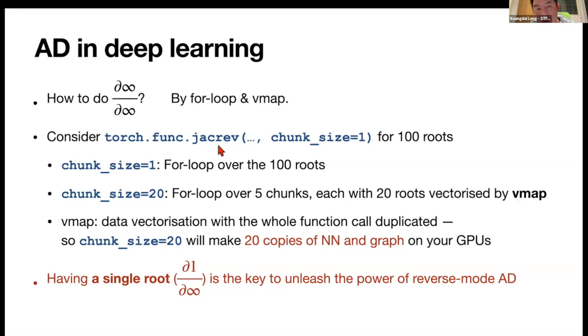But if you run that on PyTorch, you will find your memory also expands 20 times, because it will actually make 20 copies of the NN graph. This is PyTorch behavior. And here, why are you using the Jacobian reverse? It is a full Jacobian.